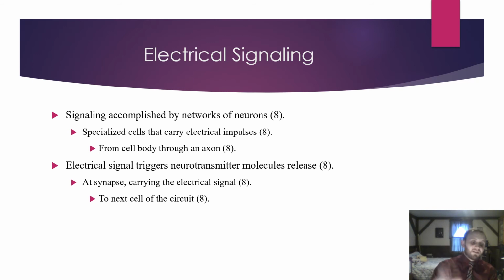It sends out messages, and they carry an electrical impulse, which is the actual action potential, and they send these out from one end of the cell, the cell body, through an elongated cytoplasmic extension. That's an axon. Think of a wire. Think of the neurons as electrical cells that send these signals in a long wire to the other cells. Think of it that way. And so the electrical signal triggers release of neurotransmitter molecules at the synapse, carrying the signal to the next cell in the line.